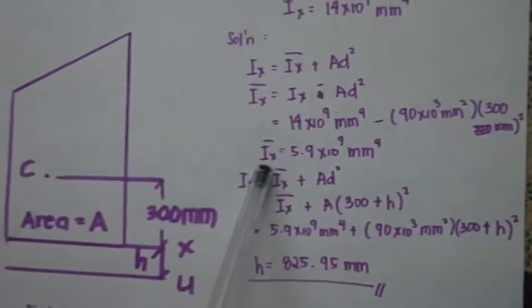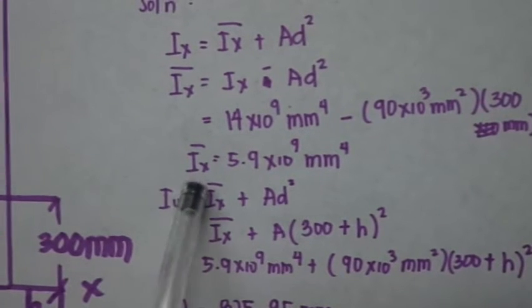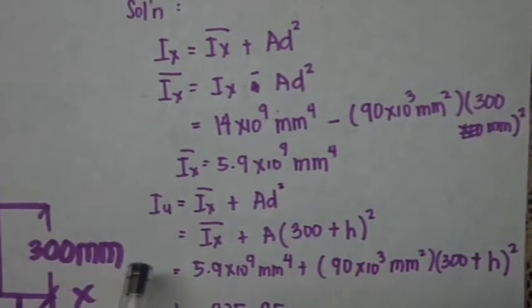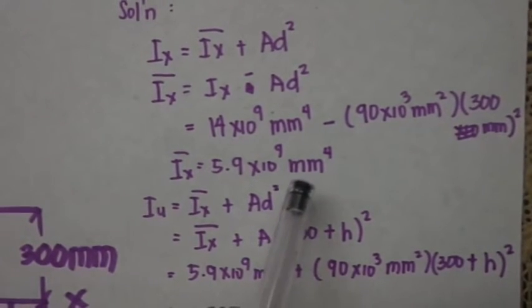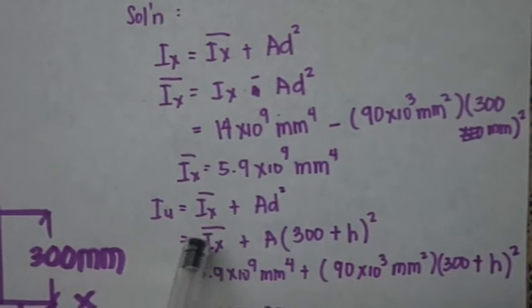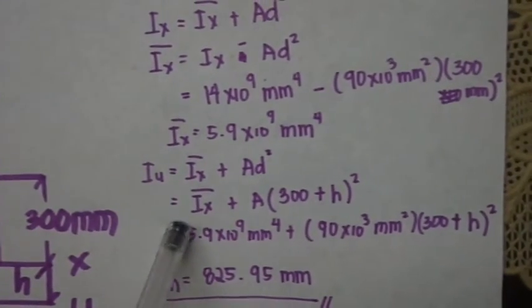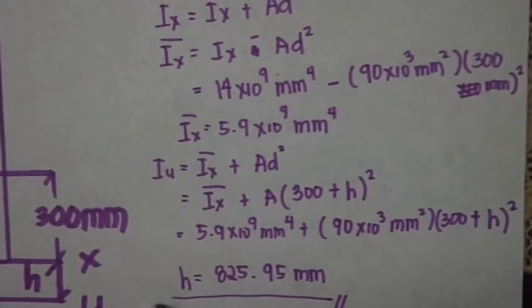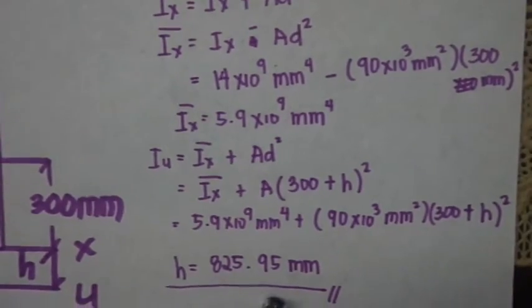Using this, we will be getting the moment of inertia in the centroidal axis. Then, after that, we will be using this answer, which is 5.9 times 10 to the 9th millimeter to the 4th, to get the height, which will be this equation. Using these values, we will be getting a height of 825.95 millimeters.